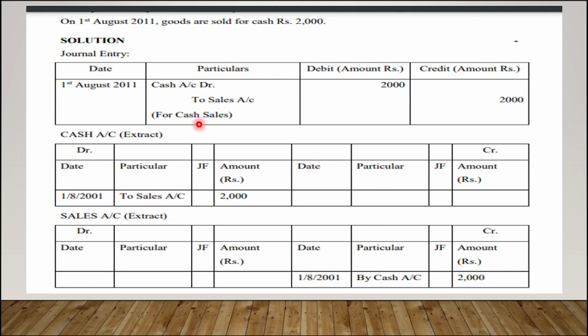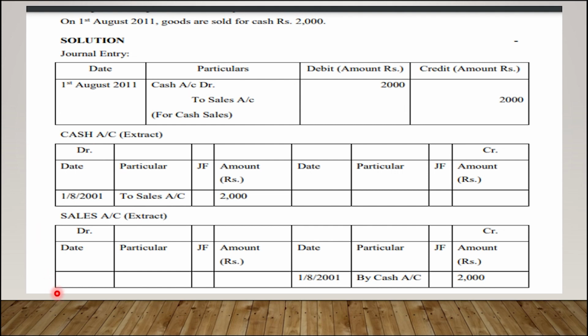The other aspect of this transaction is the sales account. So we'll make one posting in the sales account as well. In the sales account, 2000 is credited, so I come to the credit side. I write 2000 here. Which is the respective account that is debited? It is the cash account, so I write down cash account here. I always use 'By' on the credit side and I always use 'To' on the debit side. So this is how this entry is posted.